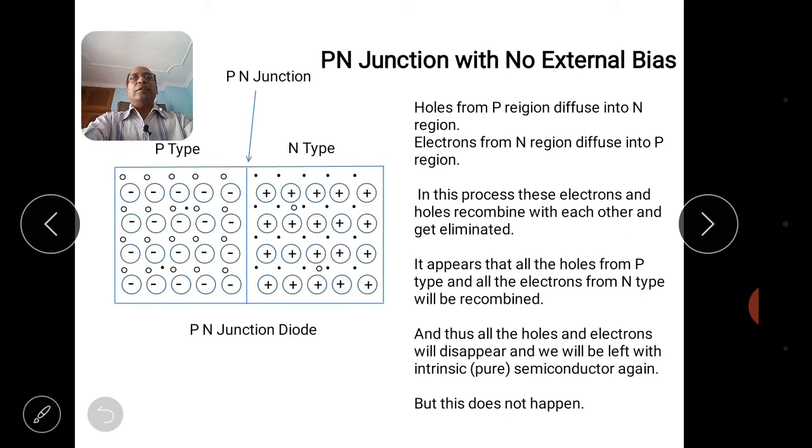Holes from the p region diffuse into the n region. Similarly, free electrons from the n region diffuse into the p region. In this process, these electrons and holes combine with each other and get eliminated. It appears that all the holes from the p type and all the electrons from the n type will recombine, and thus all the holes and electrons will disappear and we will be left with an intrinsic semiconductor again. But surely this does not happen.